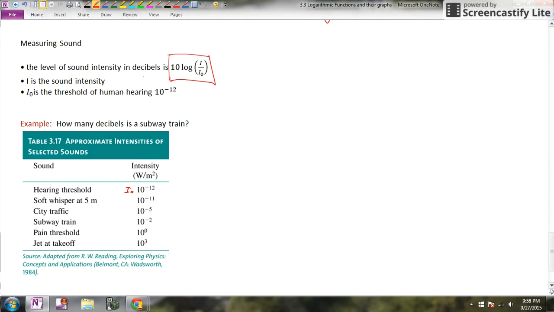So here in the question I ask you, how many decibels is a subway train? Well, here's what a subway train is. Here's what our ear can handle. And so I would just do 10 log and then the subway train, which is 10 to the negative 2, over 10 to the negative 12. And that is what the stereo calculates and then tells you how loud your music is.